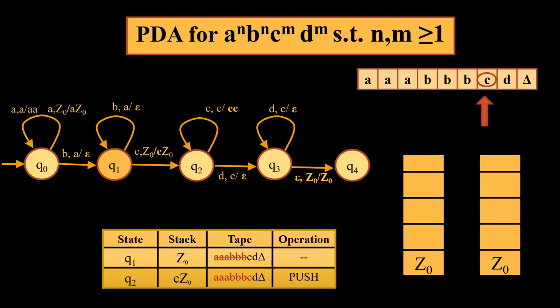We move from Q1 state to Q2 state. When we read C from the tape, we push that C on the stack. We move to the next input, which is D on the tape. Since it is D, we start with the pop operation, and the element which is popped from the stack should be C. And when the tape is empty, the stack should also be empty. So we reach the accept state when we have an empty stack.